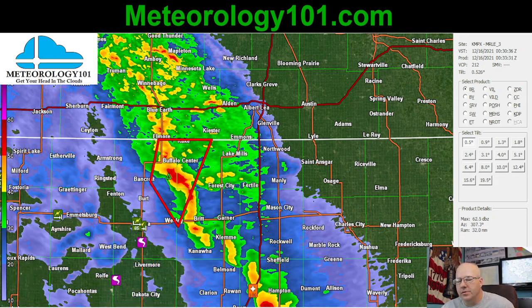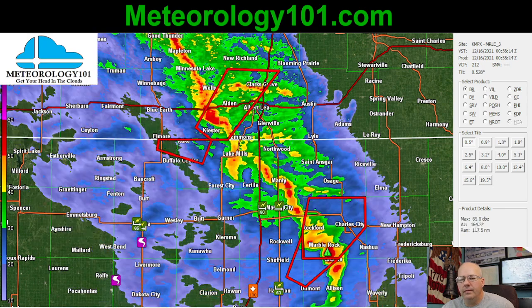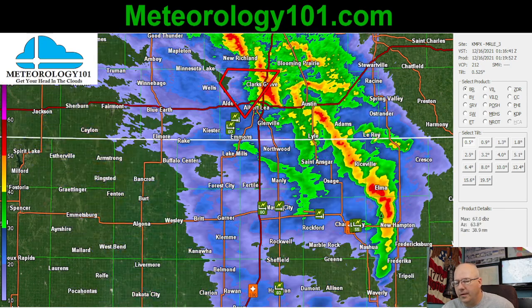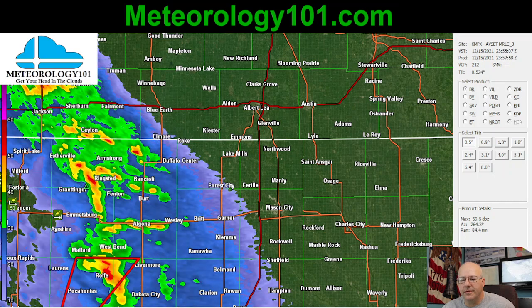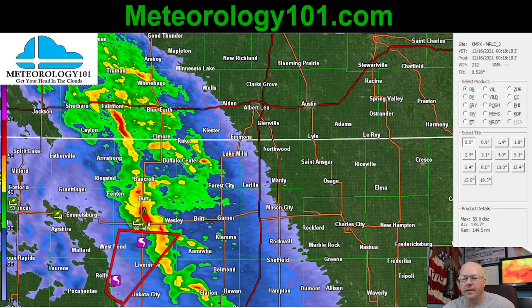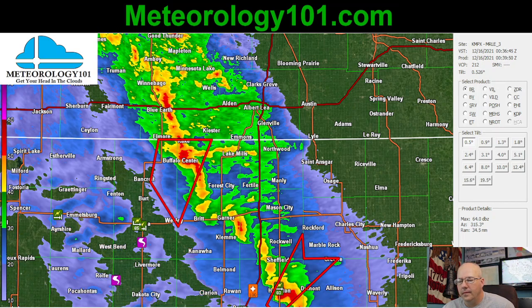Okay, we have an inversion. We have a pretty good inversion in Illinois. See if there's any fog there. We got 20 knot winds close to the surface, so we shouldn't have fog there either. KDVN. Let me go to that one.